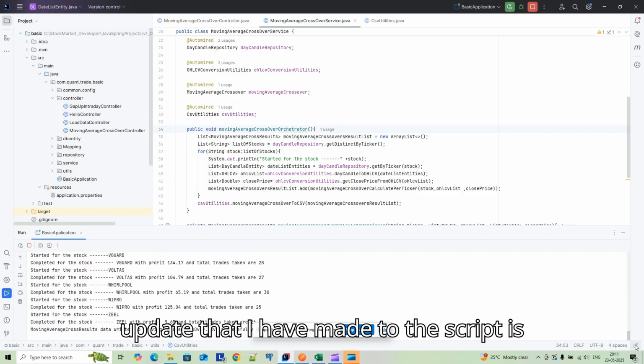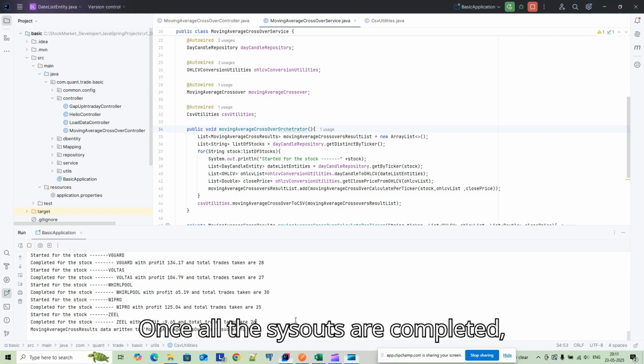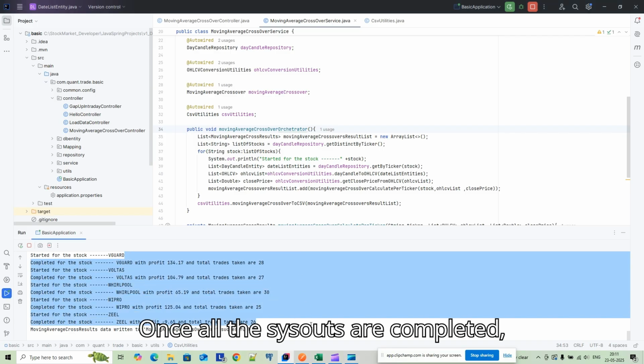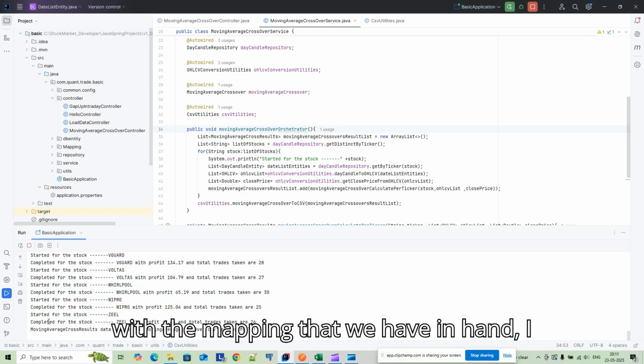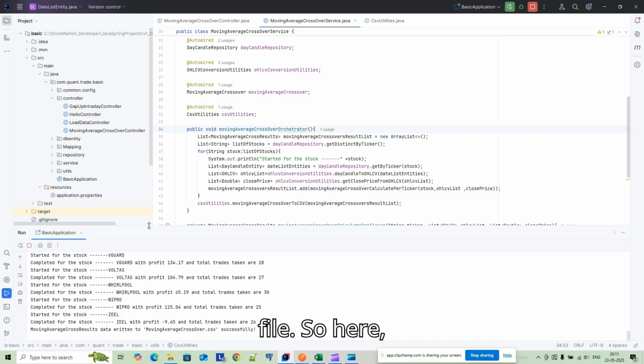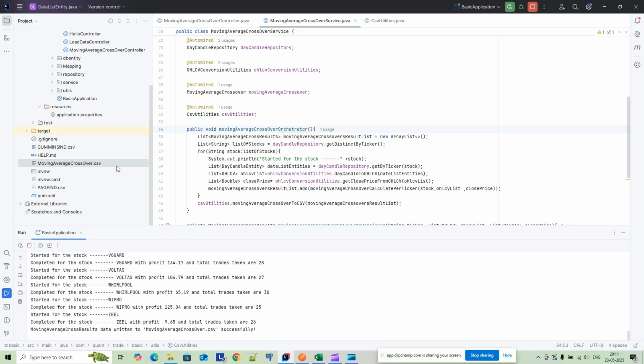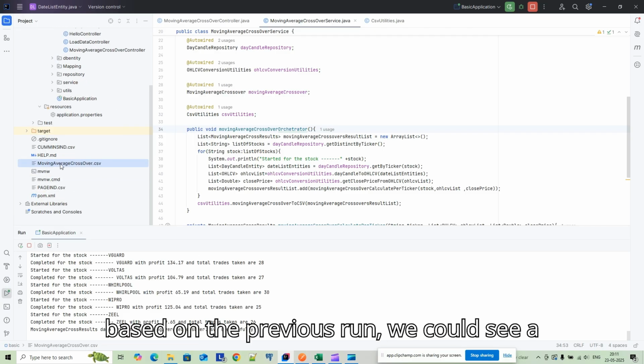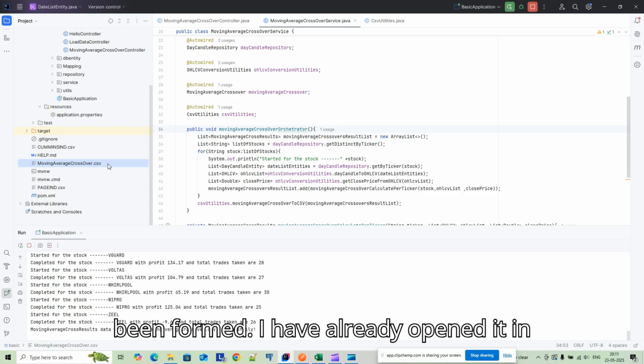Now the recent update that I have made to the script is, once all the sysouts are completed, with the mapping that we have in hand, I am flushing out all the data into a CSV file. So here, based on the previous run, we could see a moving average crossover CSV file has been formed.